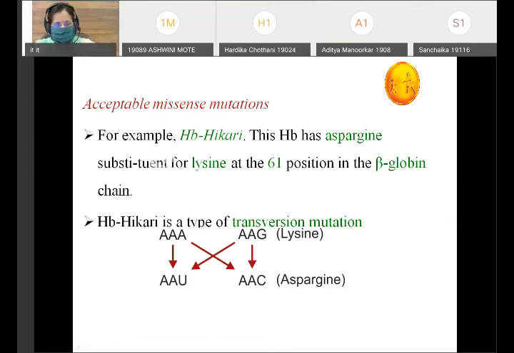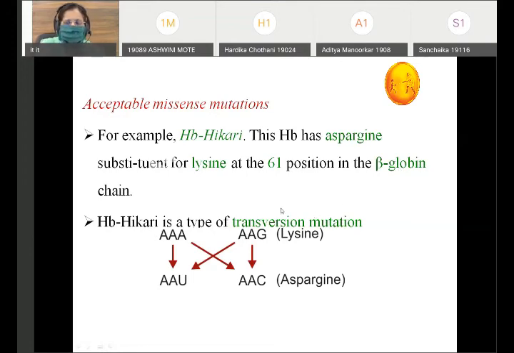Okay, fine. So the acceptable missense mutation example is hemoglobin Hikari, which has asparagine as a substituent for the lysine at the 61st position of the beta globin chain.